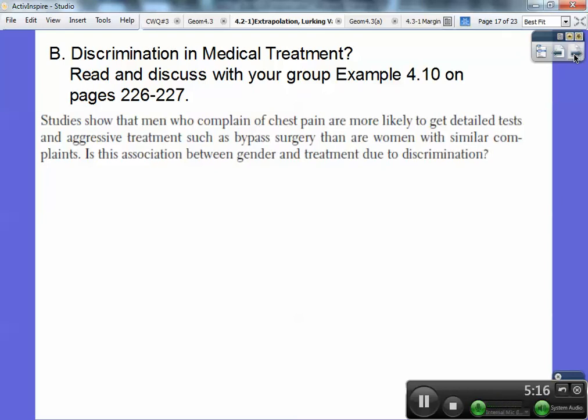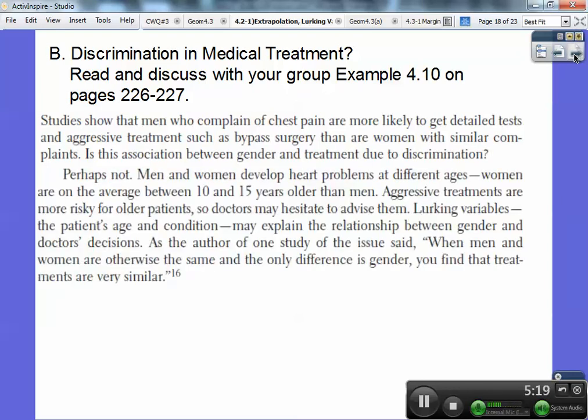So is this association between gender and treatment due to discrimination? If you look, you find out that there's a lurking variable in there, and the lurking variable is that men and women develop heart problems at different ages. Women, on average, are between 10 and 15 years older than men. Aggressive treatments are more risky for older patients, so doctors tend to hesitate to advise them because they're older. Doctors don't like to work on older people as much because their great work doesn't last as long.